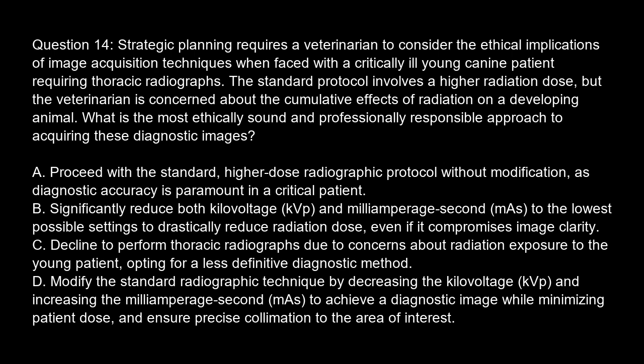Option B. Significantly reduce both kilovoltage, kVp, and milliamperage second, mAs, to the lowest possible settings to drastically reduce radiation dose, even if it compromises image clarity. Option C. Decline to perform thoracic radiographs due to concerns about radiation exposure to the young patient, opting for a less definitive diagnostic method. Option D. Modify the standard radiographic technique by decreasing the kilovoltage, kVp, and increasing the milliamperage second, mAs, to achieve a diagnostic image while minimizing patient dose, and ensure precise collimation to the area of interest.